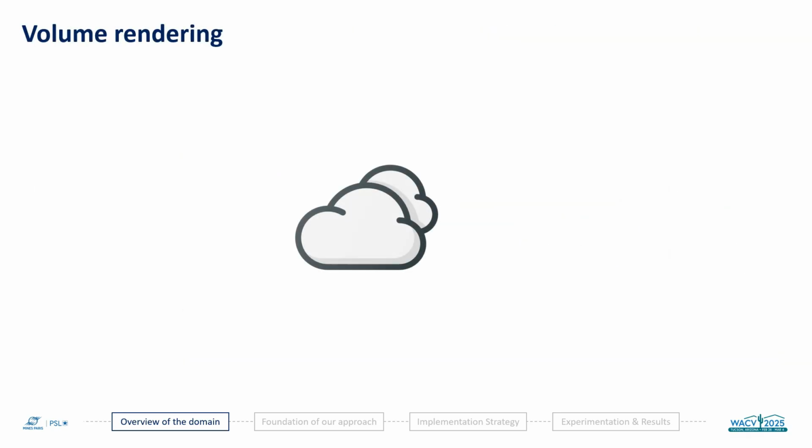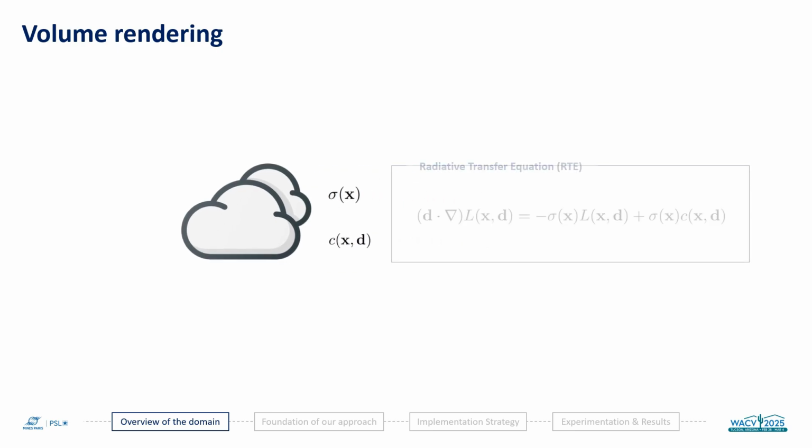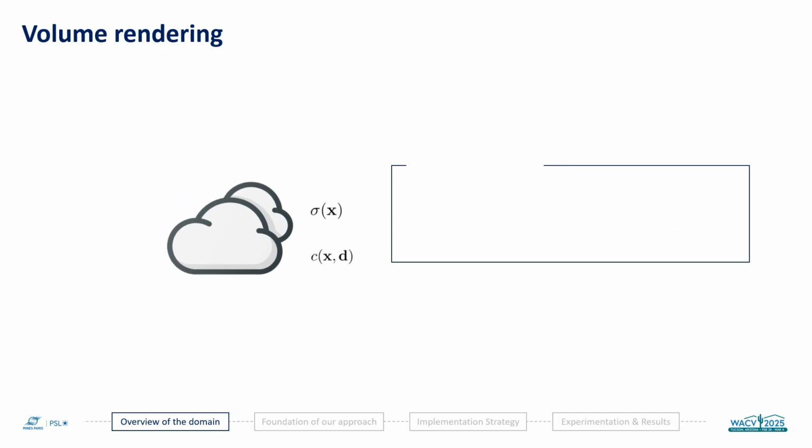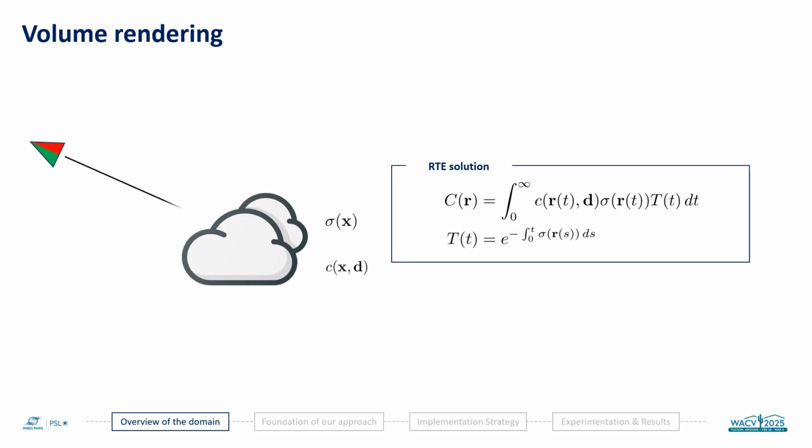NeRF employs an equation from the field of volumetric rendering. This equation describes the interaction of light with an emissive and absorbing medium. In such a medium, the interaction of light can be modeled by the following radiative transfer equation. This equation has an exact solution that allows us to express the radiance perceived at a given point from a specific direction as follows. This means we can calculate the radiance received by a sensor by integrating the properties of the medium along a ray.